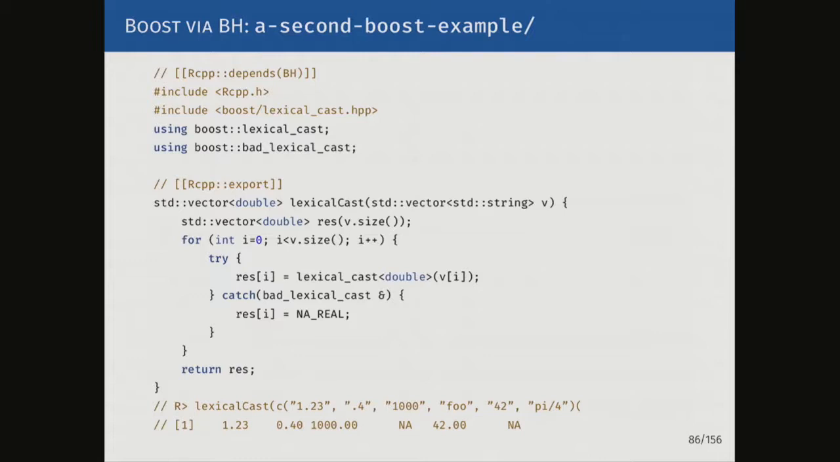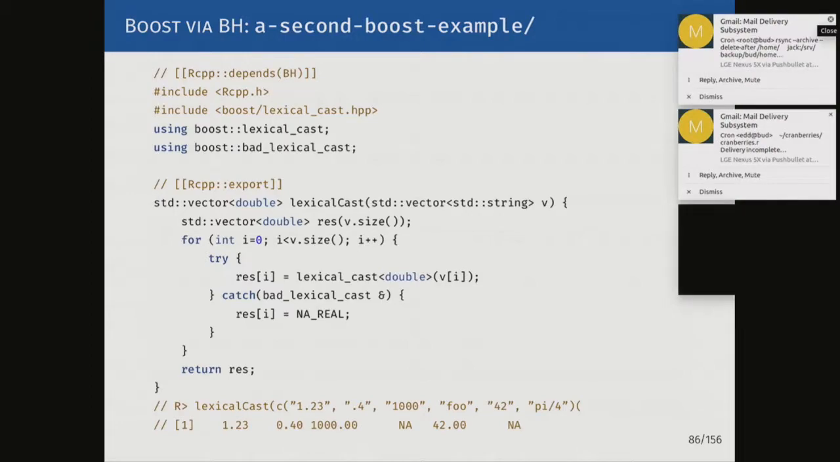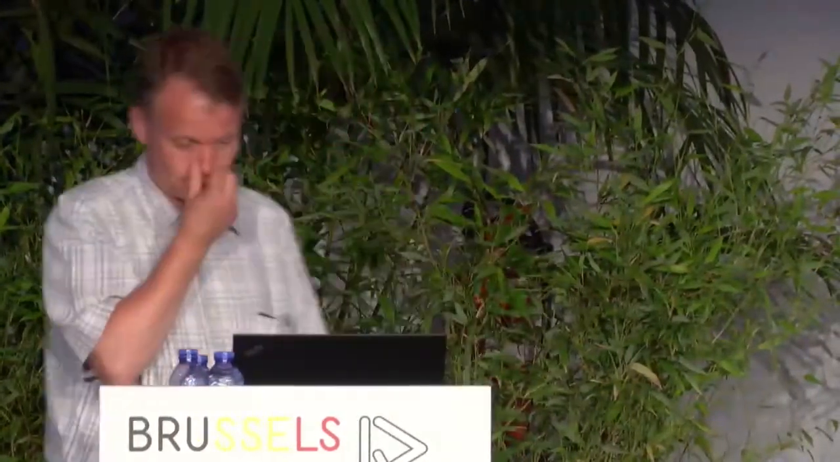42 works. And of course, there's no magic here. This is not Maple or Mathematica. It doesn't do symbolic computing. So pi over 4 does not get resolved magically. But that's, again, sort of just the cost of a single header here.